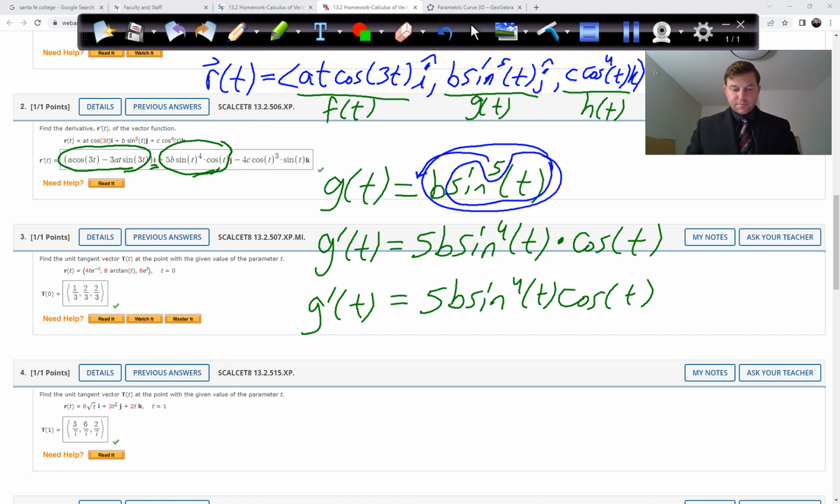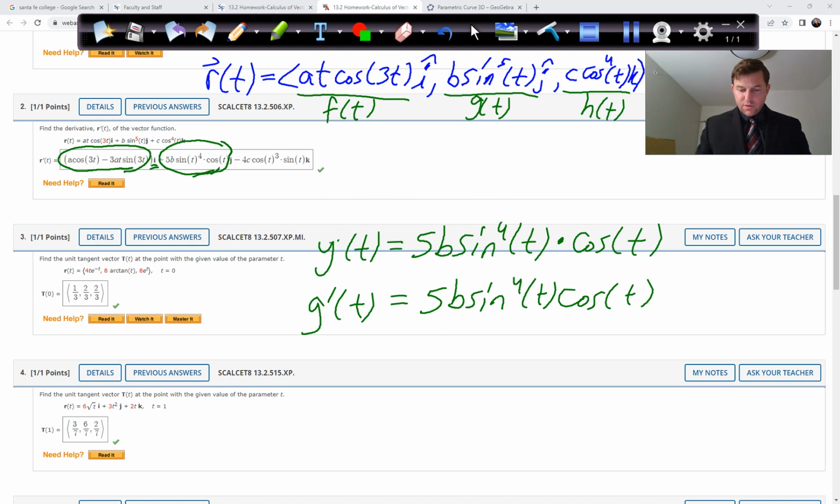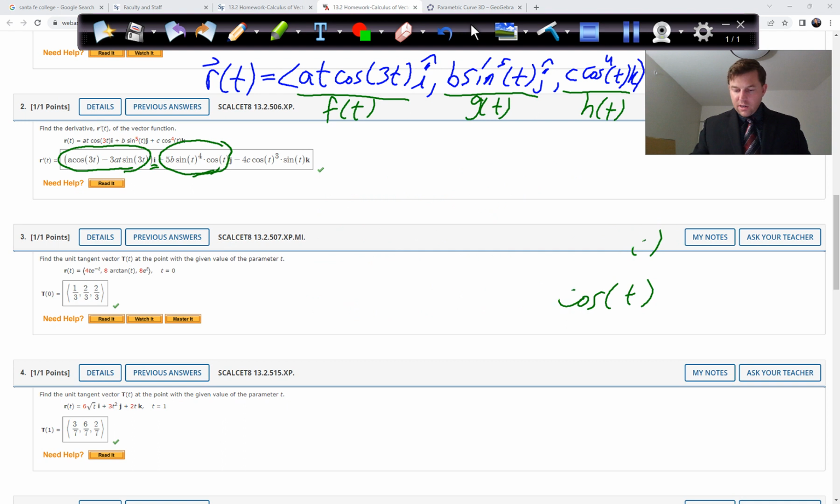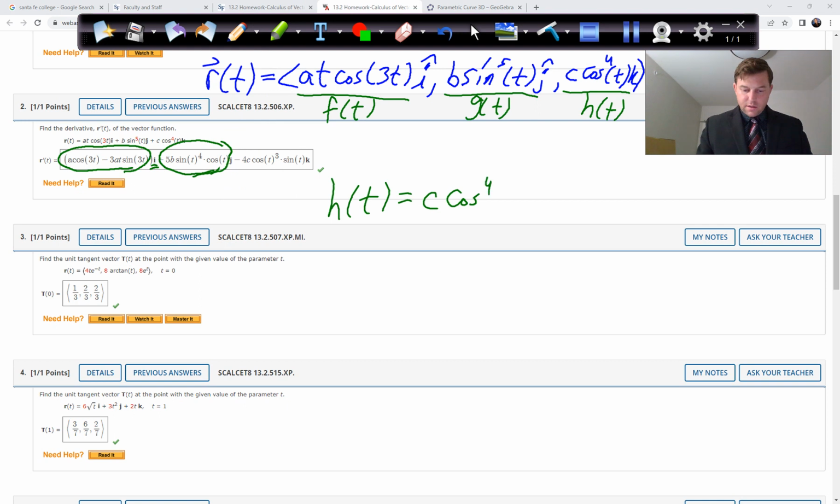Okay, last one, h of t. So this is a nice review of derivatives of trig functions and product rule, chain rule, all those things we learned in Calculus 1. Can't just forget them. h of t is the letter c times cosine raised to the fourth of t. This one's going to be really similar.